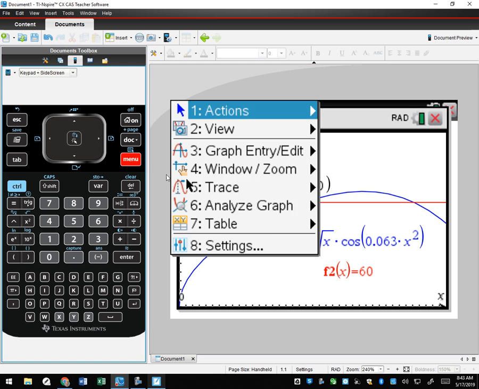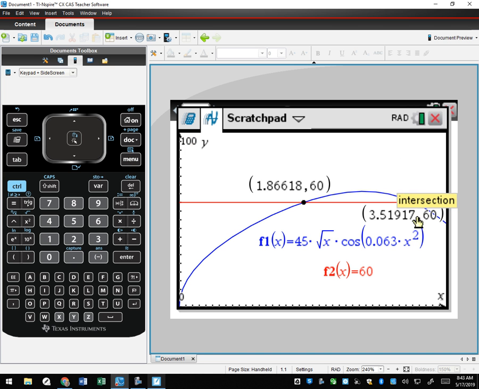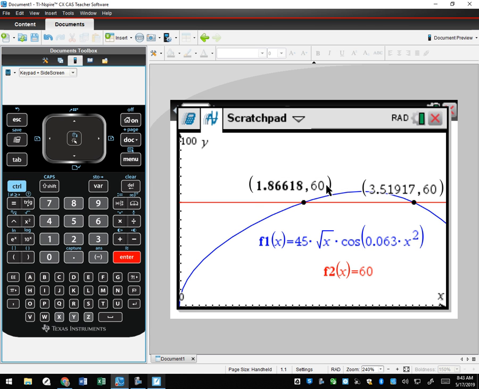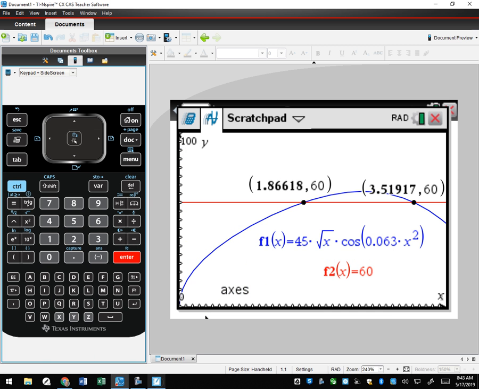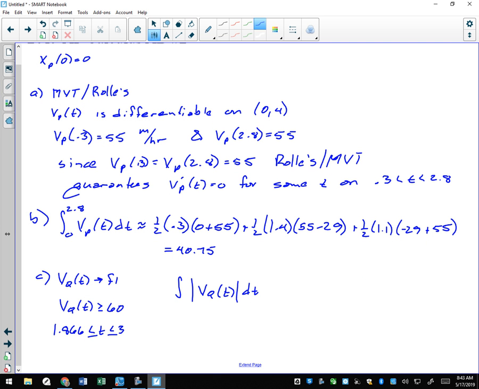There's one. Menu, analyze, intersection. There's the other. I'm going to store those. Control store for A, control store for B. So my velocity is above 60 on 1.866 less than or equal to t less than or equal to 3.519. And those are my limits of integration right here.